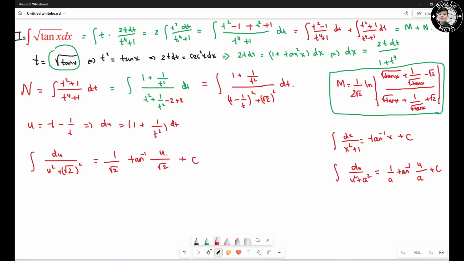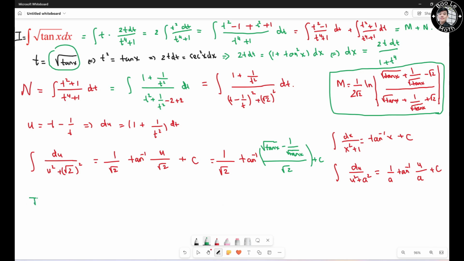plus c. Now u equal t minus 1 over t, but t equals square root of tangent, so this guy turns out to be 1 over root 2 tangent inverse of square root of tangent s minus 1 over square root of tangent s over root 2 plus c, right? Alright, so we're gonna combine.